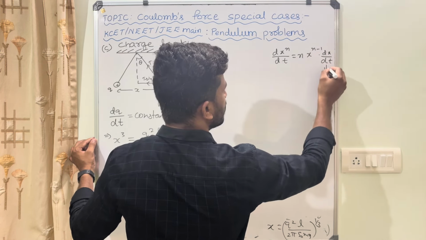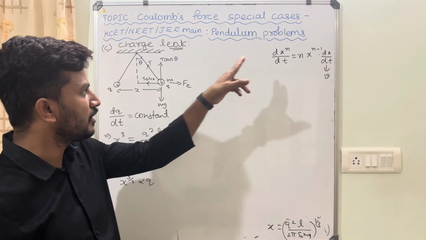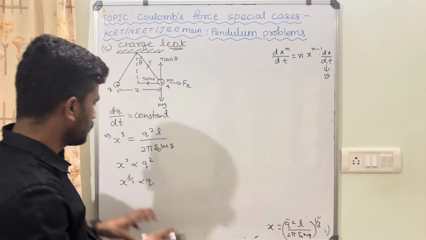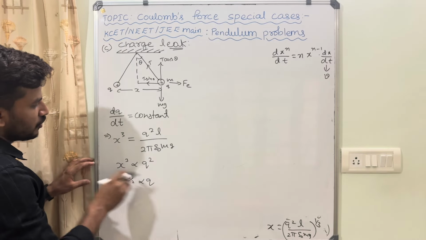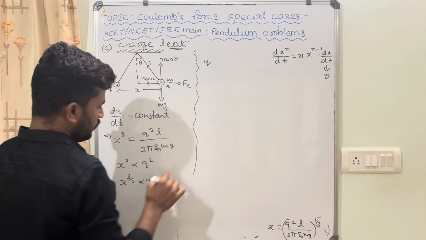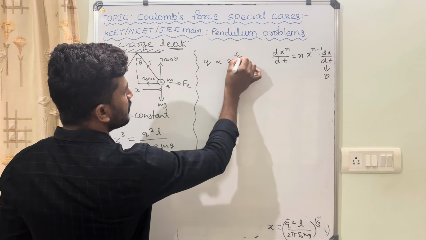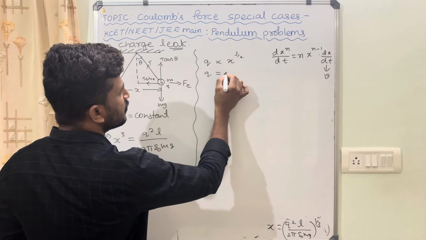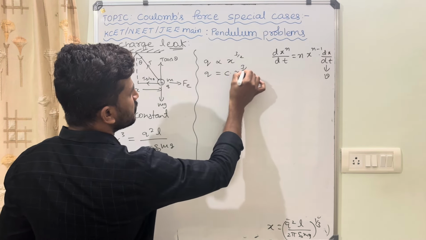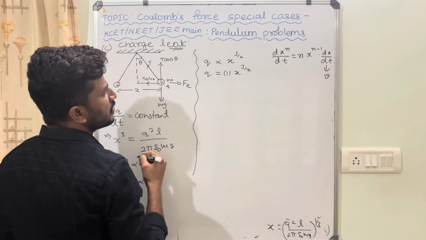What is dx by dt? Velocity. Rate of change of displacement is called velocity, if I consider x is the displacement. So I will apply that. So dq by dt, let me do that here. So q is directly proportional to x power 3 by 2, or q is equal to some constant into x power 3 by 2. Let us take that constant as 1.